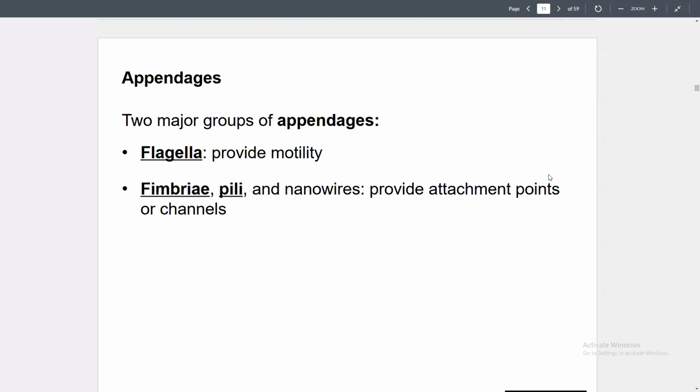Next, we have the types of appendages that can exist on bacterial cells. Now remember, they don't have membrane-bound structures inside of the cells, but they can have these appendages that stick out from the sides of the cells. There are two kinds of appendages, the ones that are used for motility and the ones that are not used for motility, okay? The only one that's used for motility is flagella. The other ones are fimbriae and pili and nanowires. These guys are usually for attachment or to create channels between each other. We're going to talk about them.